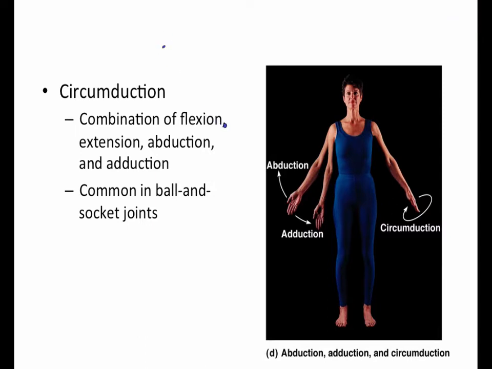Circumduction. Now, circumduction is a combination of flexion, extension, abduction, and adduction. Circumduction would be like if you had your arm straight out and then you moved it in a circle. And this is common in ball and socket joints.